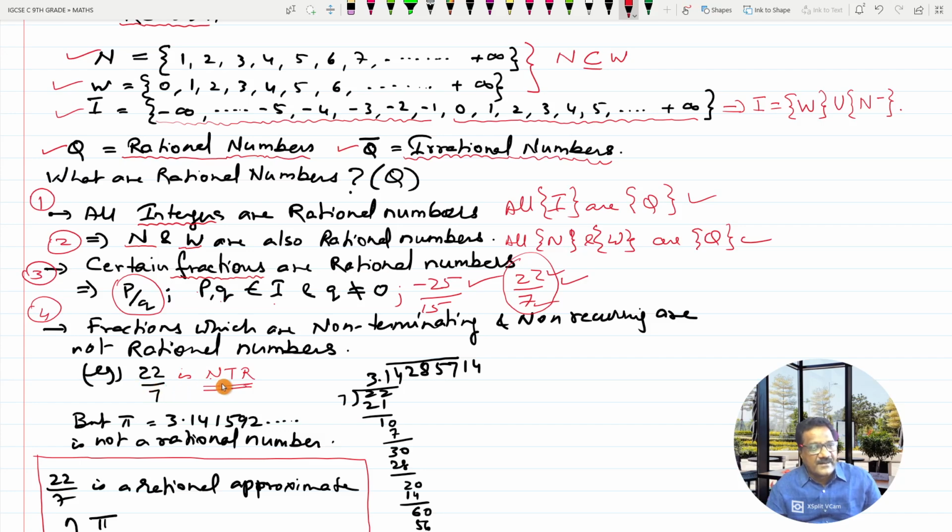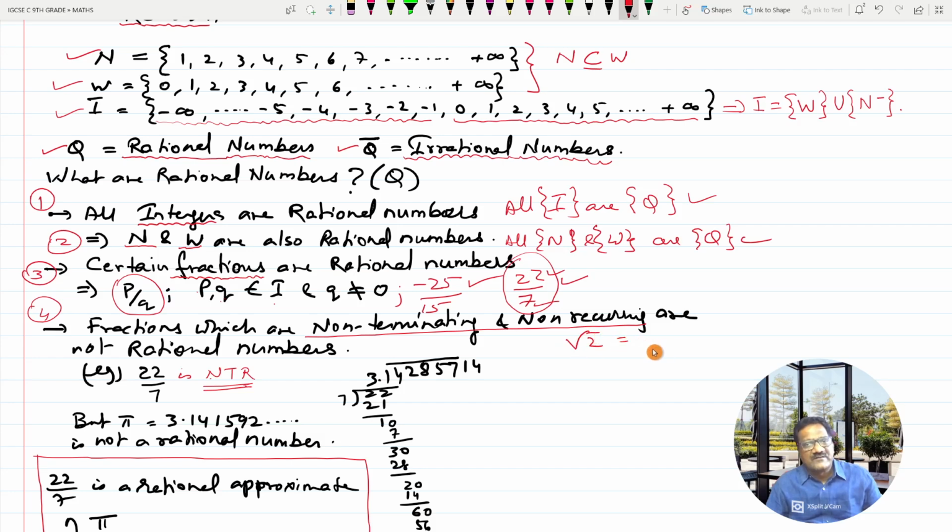Right? Which are not rational numbers? Non-terminating and non-recurring. So which number can come in this category? Any fraction which, if you try to work out, and the portion that you get is not a recurring decimal, then that number will always be an irrational number, or you can say that will not be a rational number. For example, root 2.